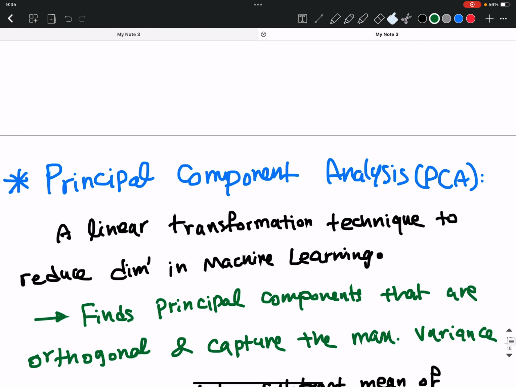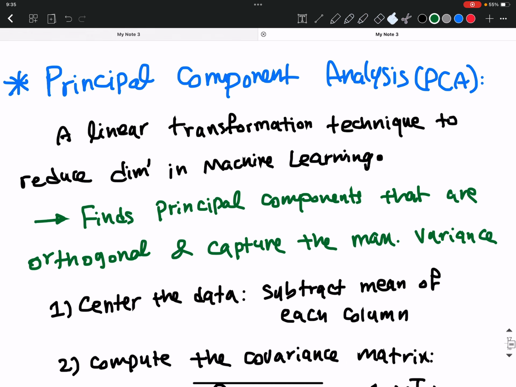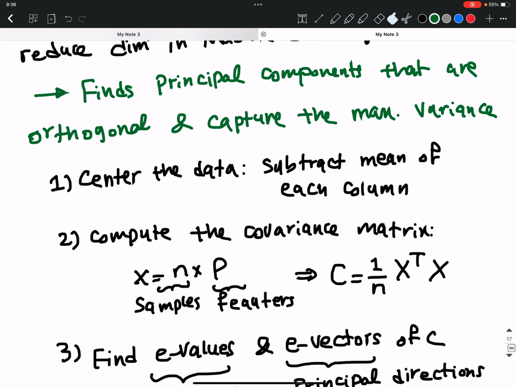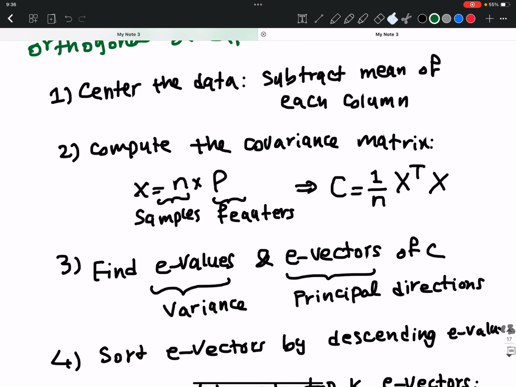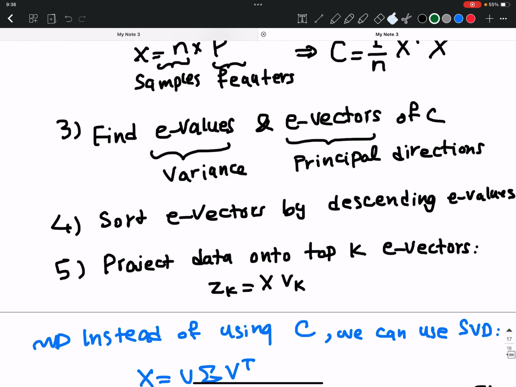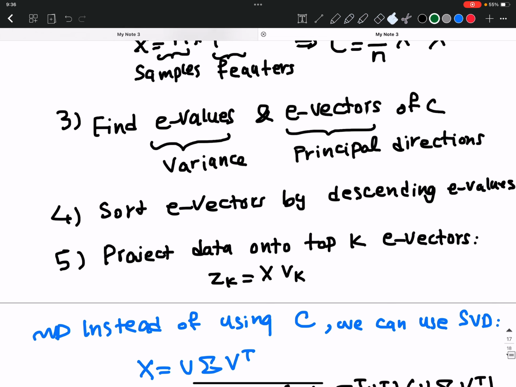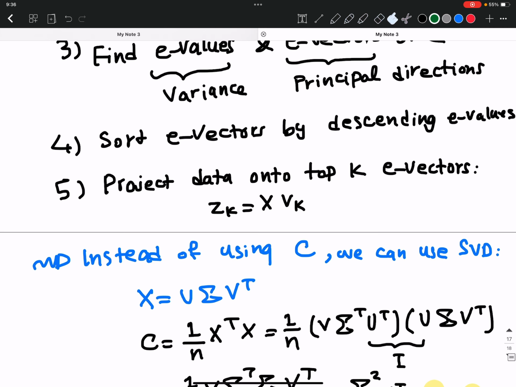And then we showed what principal component analysis is, a very important technique in machine learning, a linear transformation technique to reduce dimensionality in the data. It finds the principal components that are orthogonal and capture the maximum variance of the data. We talked about the algorithm: you first subtract the mean of each column, so you only look at the fluctuations, then compute the covariance matrix and find the eigenvalues and eigenvectors of C, which gives us the top k eigenvectors, or principal directions, and variances.